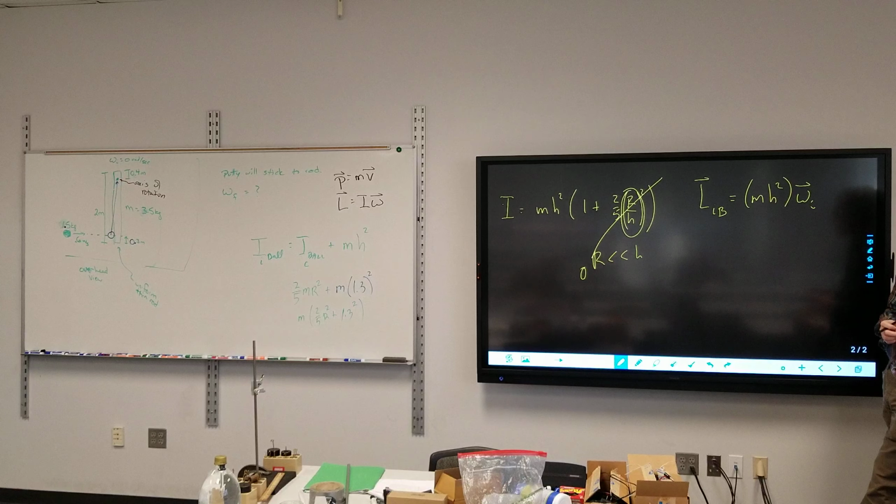Not for the ball. Oh, sorry. The initial omega is 0 for the rod. Yes. If it were for the ball, then it'd be a very simple problem. The final angular velocity is 0. That's what.